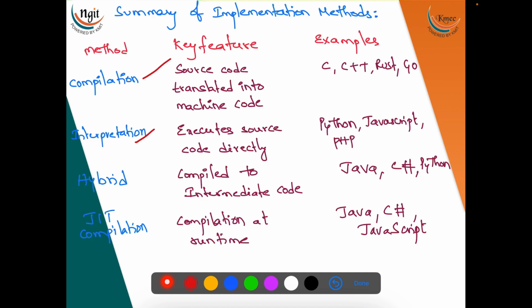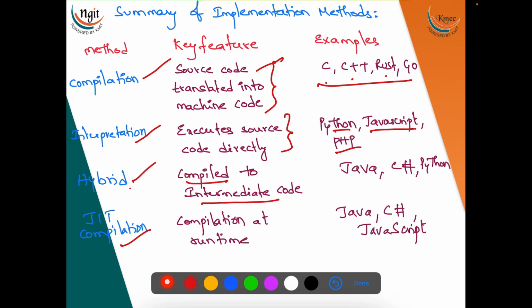So compilation, interpretation, hybrid, just-in-time. Key features: in compilation, source code is translated into machine code. The languages are what I wrote here: C, C++, Rust, Go. Interpretation executes source code directly. The languages are Python, JavaScript, PHP. Hybrid is a combination of compilation and interpretation, so compilation phases will be till the intermediate code generator. The languages are Java, C#, Python. Just-in-time compilation is compilation at runtime, which is Java, C# and JavaScript.